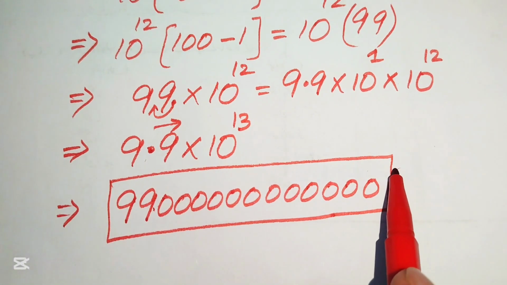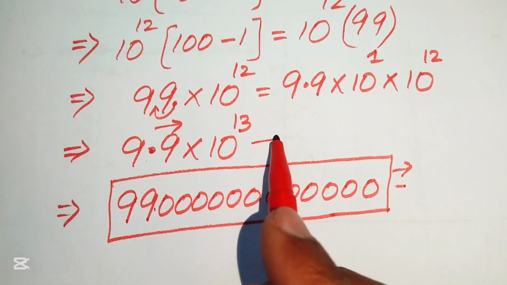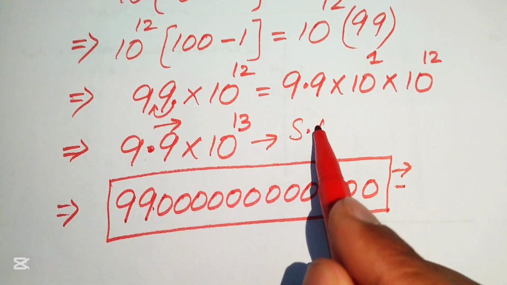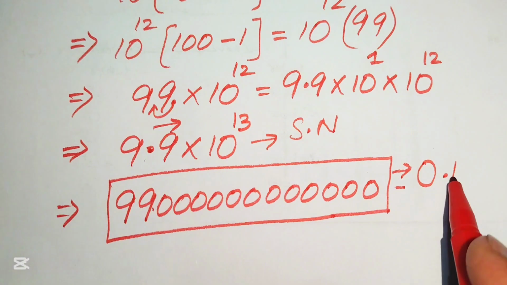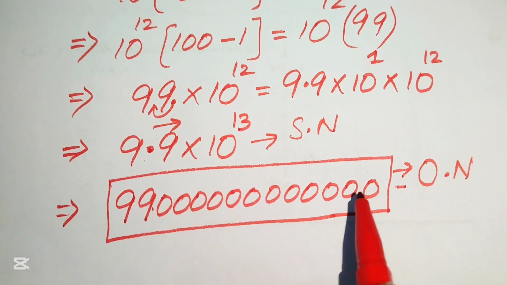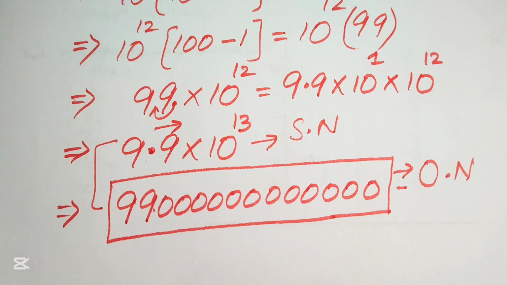So this is the ordinary notation. Okay, this is the ordinary notation and this is the scientific notation. We can write scientific notation as SN and we write the ordinary notation as ON. Okay, so these are the two simplified forms of the given algebraic expression.